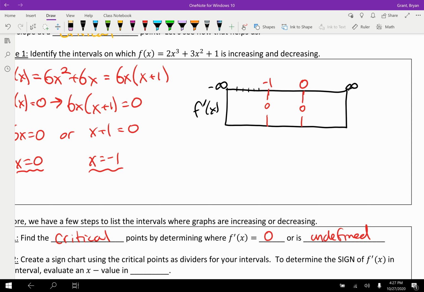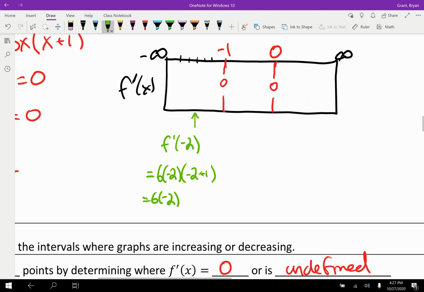Now, I usually don't write the -2 up above. You don't have to. So I'm going to find the value up here for f prime of -2. Well, we have an f prime equation. It doesn't matter which one you use. I like using the factored form. I think life is a little bit easier that way, but it's up to you. 6 times -2 times -2 plus 1. This becomes 6 times -2, sorry, I should zoom in again, times -1.